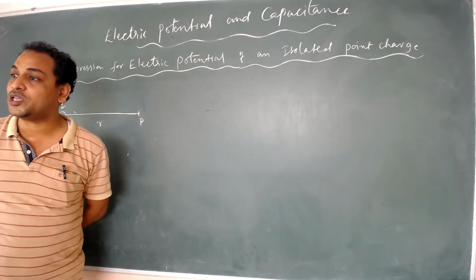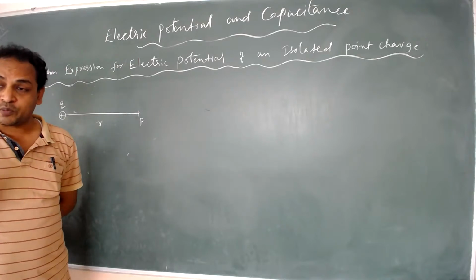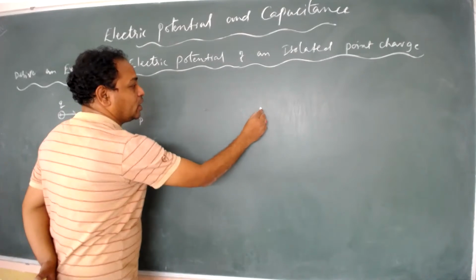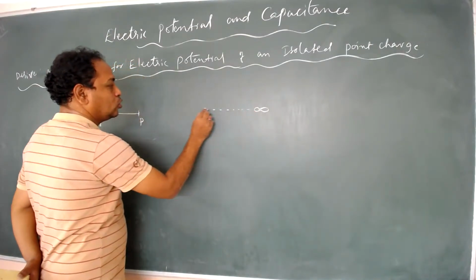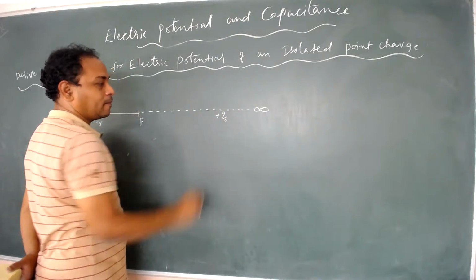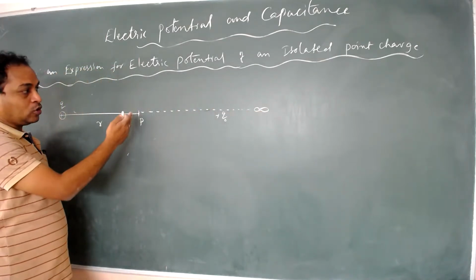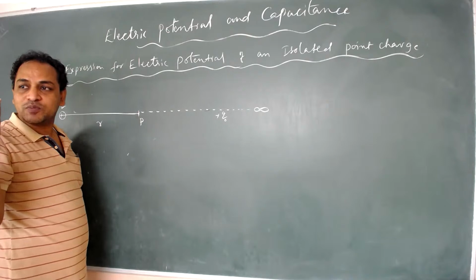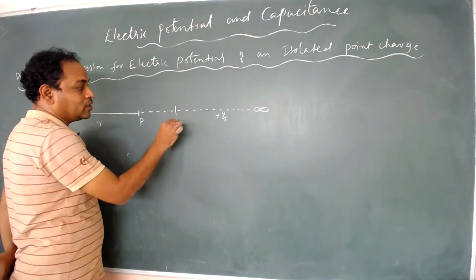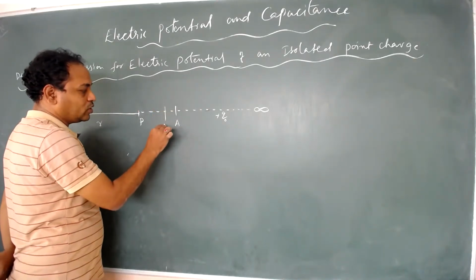For that, what should we do? What do I have to do? I have to do some work, bringing a unit positive test charge from infinity to this point. So from somewhere at infinity to this point, I am bringing a unit positive test charge. While bringing, I am considering small points. Suppose I have taken 2 points, say one is A and the other is B.